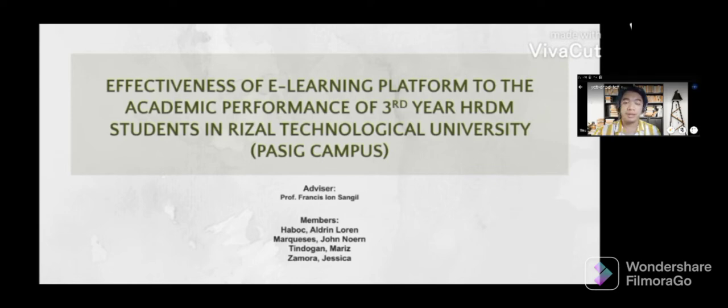Pleasant morning, everyone. I am John Owen G. Marquesas, and today in our presentation, we're going to discuss a research entitled Effectiveness of E-Learning Platform to the Academic Performance of Third-Year HRDM Students in Rizal Technological University, Pasig Campus. And today, here are my group mates, Aldrin Lauren Habok, Maris Gogan, and Jessica Zamora.